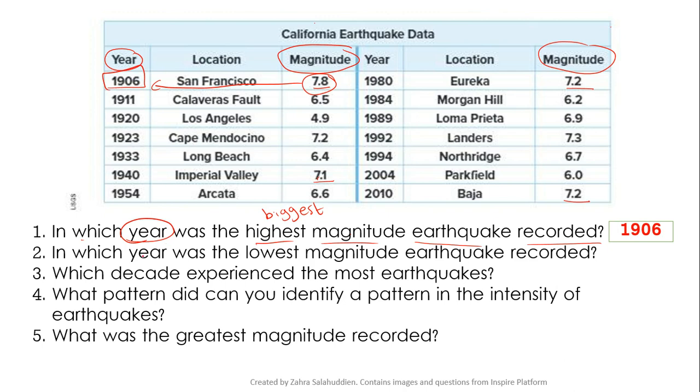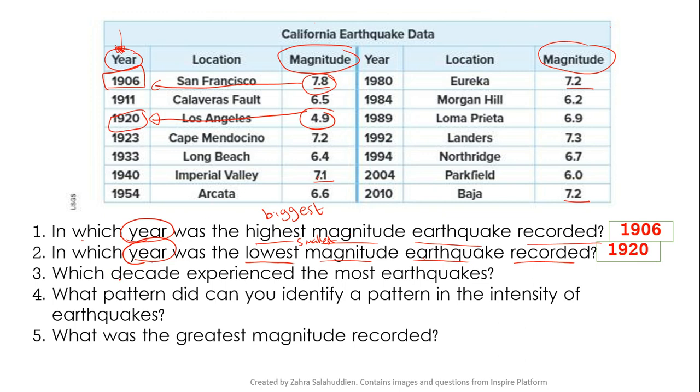In the second question, again, they are asking me about the year. So again, the answer will be from here. In which year was the lowest? Lowest means the smallest. The smallest magnitude earthquake recorded. So again, look through your numbers and you can find that the smallest number we have is 4.9. There is no number smaller than 4. So the year that it was recorded is 1920.